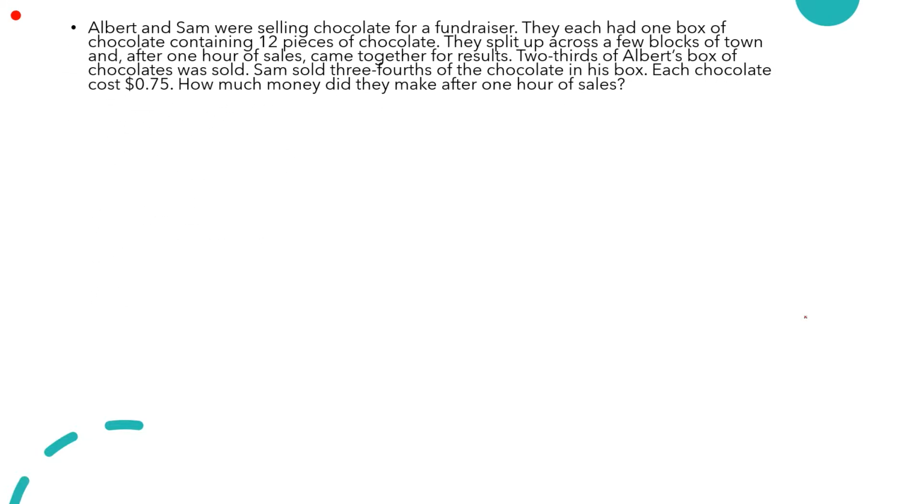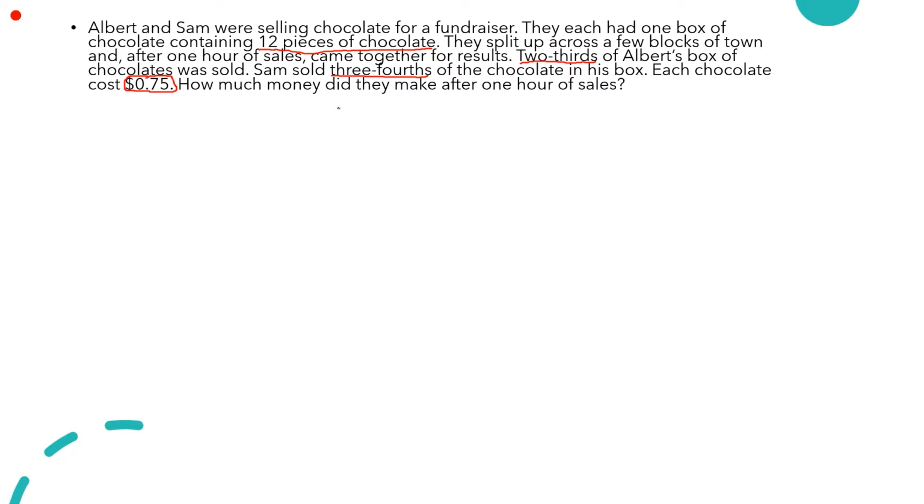Let's see. Alright, so Albert and Sam were selling chocolate for a fundraiser. They each had one box of chocolate containing 12 pieces of chocolate. I think that's an important thing to know, so I'm going to underline it: 12 pieces of chocolate. They split up across a few blocks of town, and after 1 hour of sales, came together for results. 2/3 of Albert's box of chocolates was sold, I think that's also important. Sam sold 3/4 of the chocolate in his box. Each chocolate cost 75 cents. This, I feel like, will come more at the end. How much money did they make after 1 hour of sales?